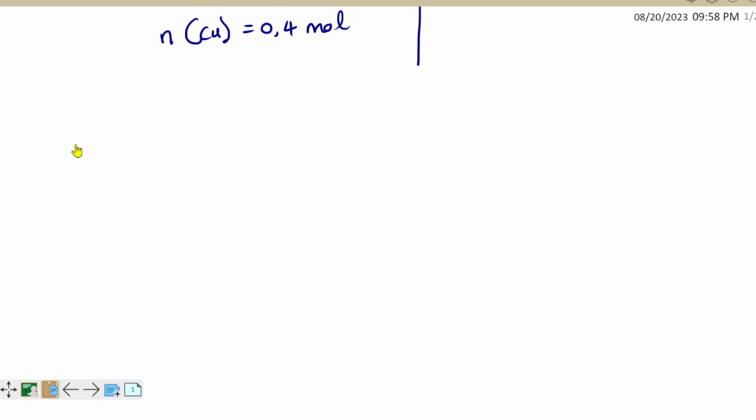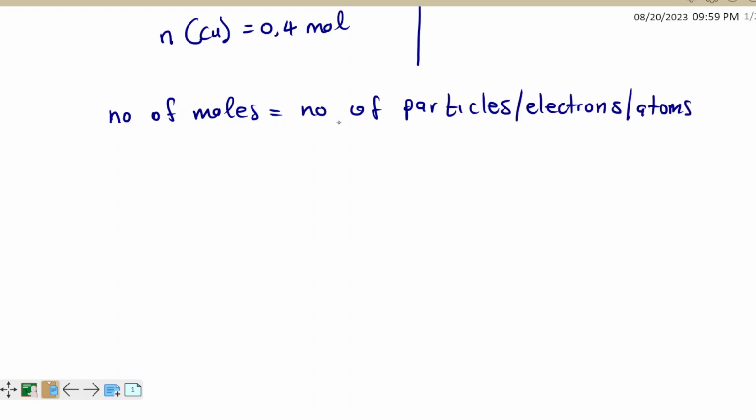Yeah, so let me write it here. Remember that formula, the formula that says number of moles is equal to the number of particles or electrons or atoms. They all mean the same thing, so they can be used. If you want the number of particles or number of electrons or number of atoms, you still use the same formula.